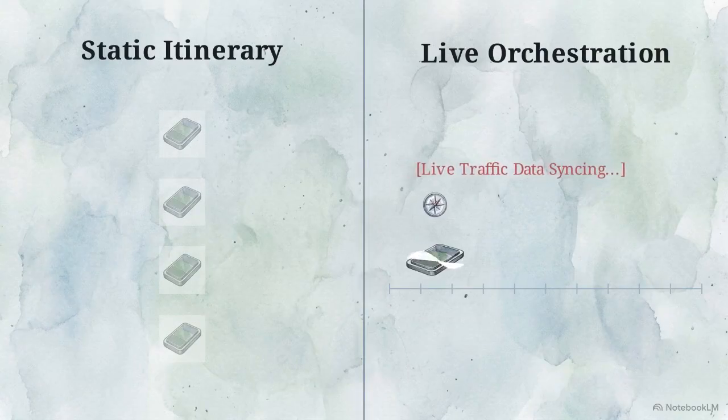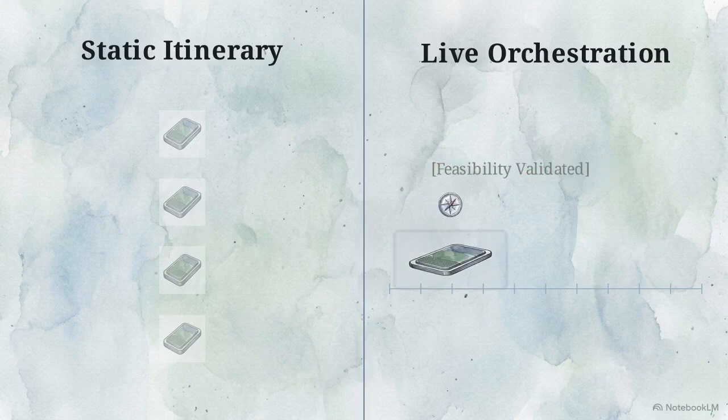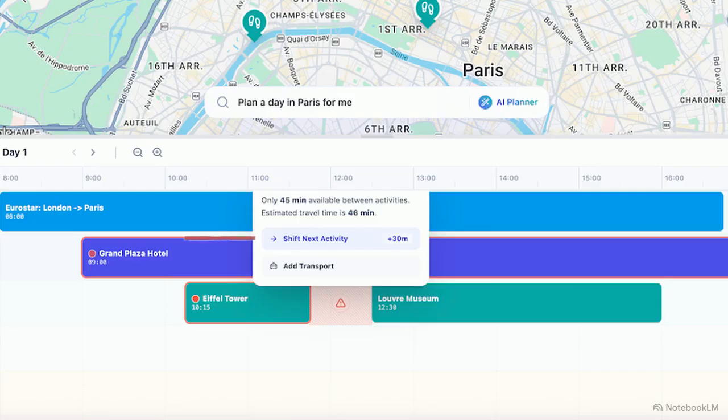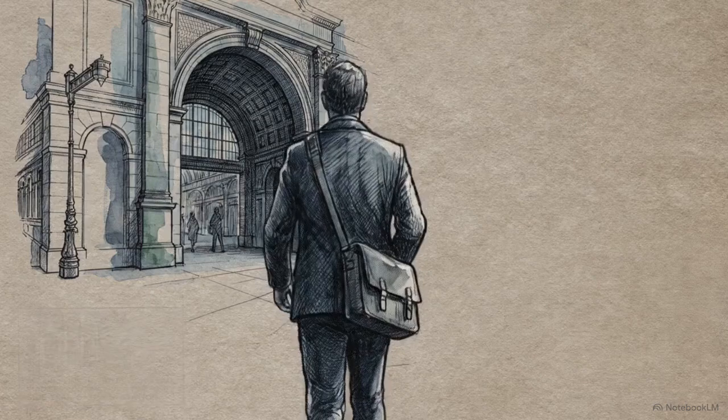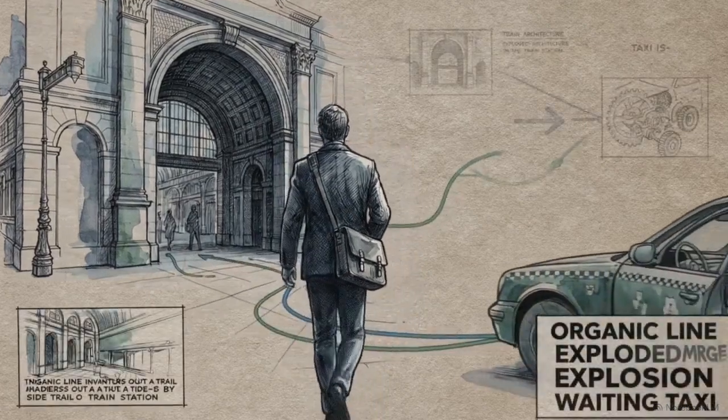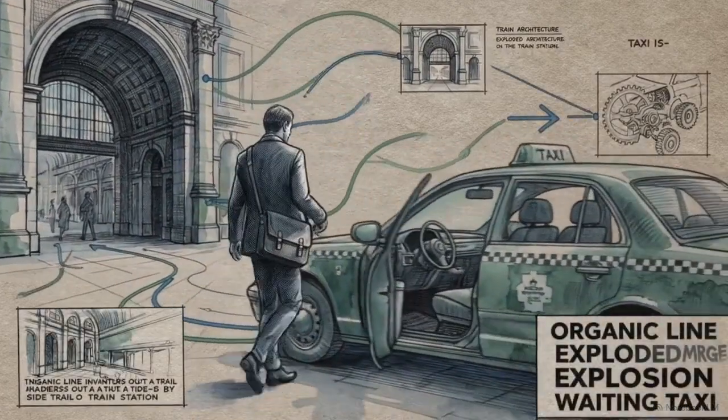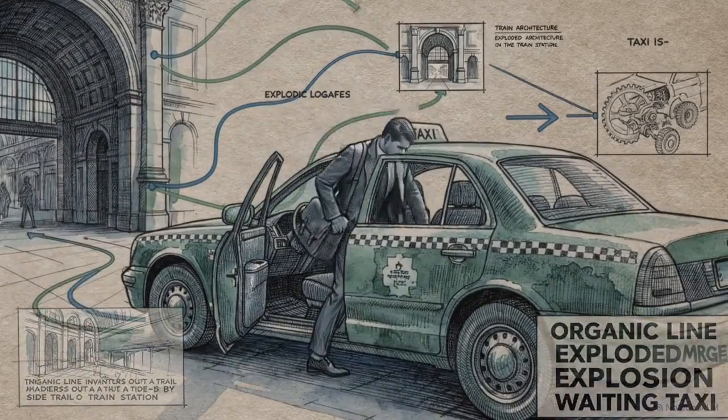The platform uses routing agents that pull live traffic patterns and walking data to determine absolute feasibility. Clicking the suggested correction automatically pushes subsequent activities down the timeline to create a realistic transit buffer. The orchestration layer completely resolves the scheduling conflict, securing the itinerary's absolute feasibility long before the physical journey actually begins.